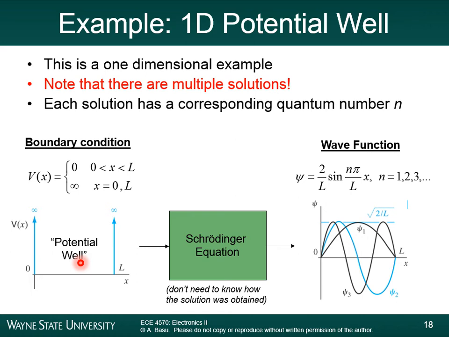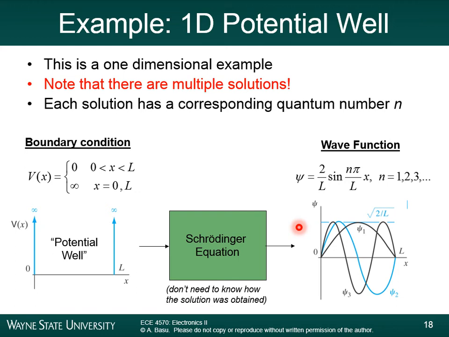So the electron will actually end up getting stuck in this potential well. It'll stay in the middle here. We'll talk more about that later. But this is what the boundary condition looks like. You plug these boundary conditions into the Schrödinger equation. Again, you don't need to know how the solution was obtained. And then you end up with a wave function on the right side here. This wave function has multiple solutions.